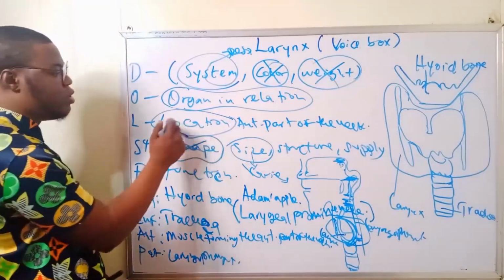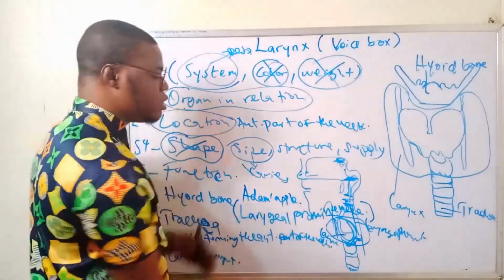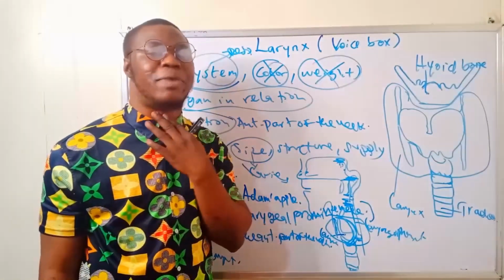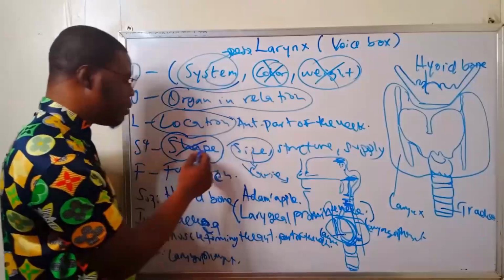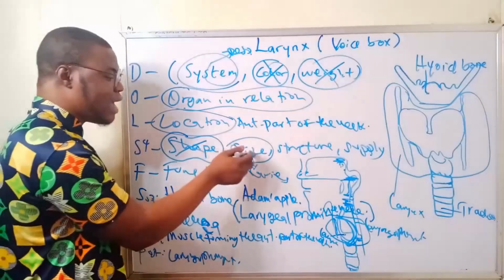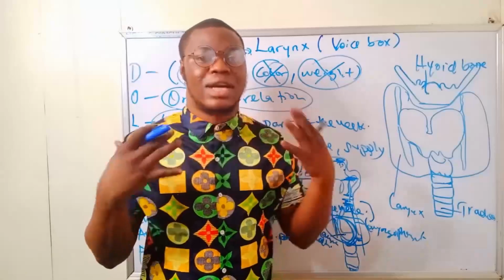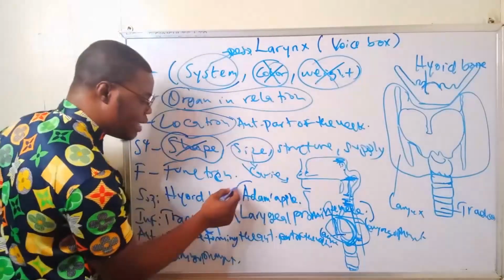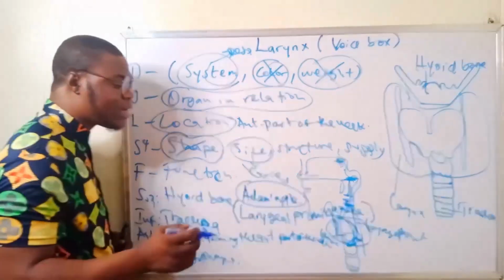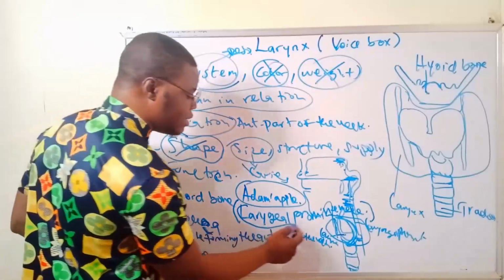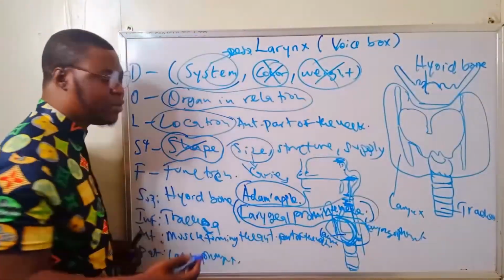Now we talked about the location. From this diagram we know it is located at the anterior part of the neck. And now talking about the shape, I said you can neglect that. For the size, it varies in size. And I said in adult males, it grows larger to form something called the Adam's apple. And anatomically, the Adam's apple is called the laryngeal prominence. As simple as that.